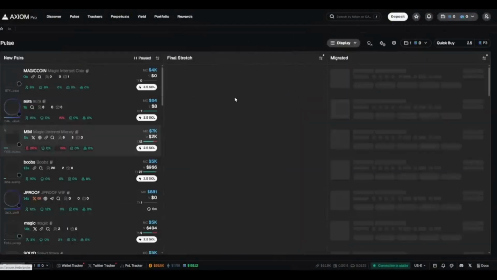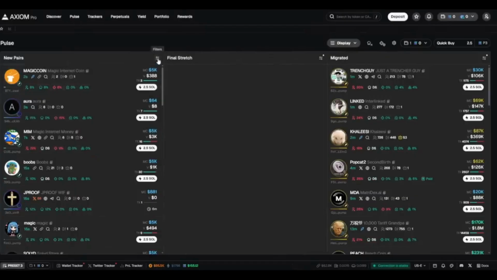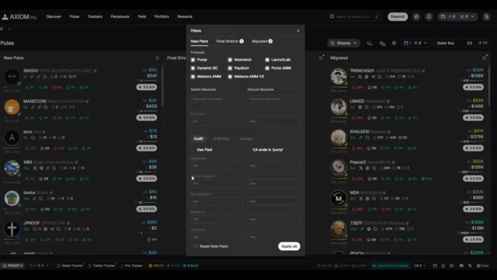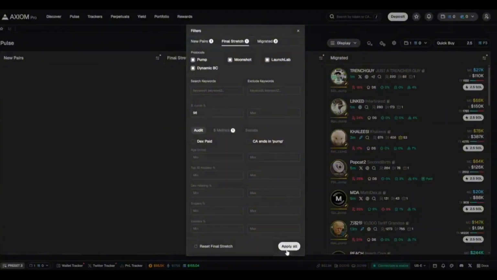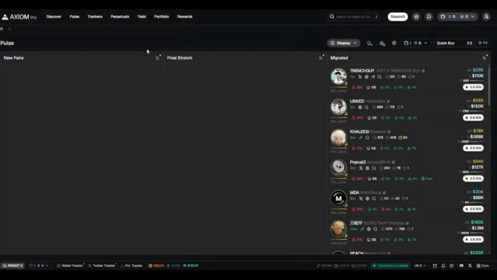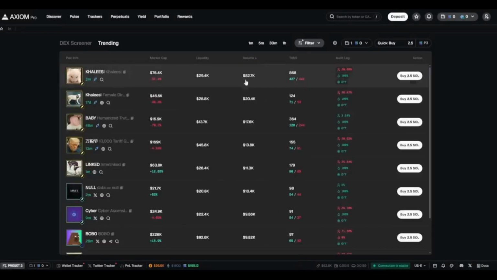And likewise, on Pulse, you can do the same, but it's just a waste of time. So what you want to do is minimum bonding curve 95%, and then same here, 95, 96%. And it kind of has the same effect, right? It shows no coins until there's a lot of volume. But honestly, I prefer this. I prefer the trending tab.